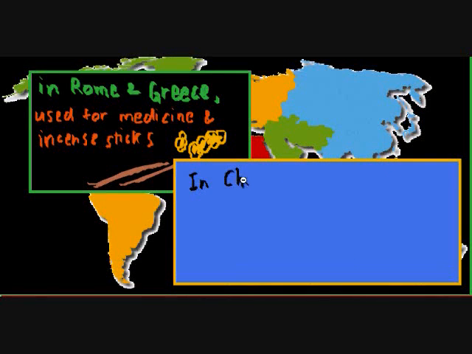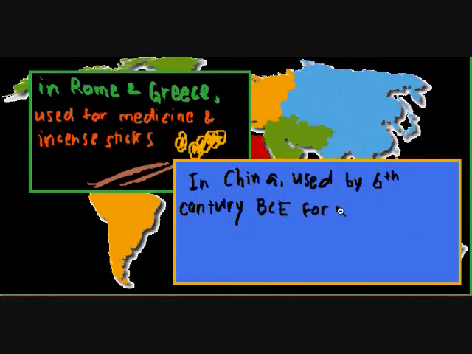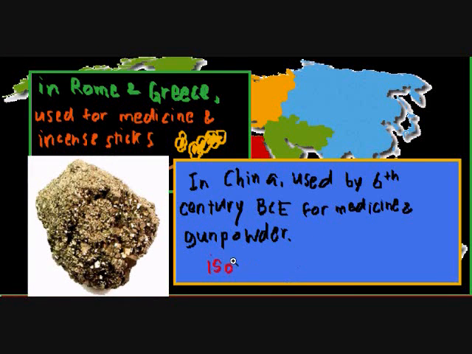The Chinese also knew about sulfur as early back as 6th century BCE. In the 3rd century, the Chinese began isolating sulfur from pyrite, or fool's gold. And later, sulfur was used in traditional Chinese medicine and gunpowder, the latter increasing its demand in the Western world in the 12th century.